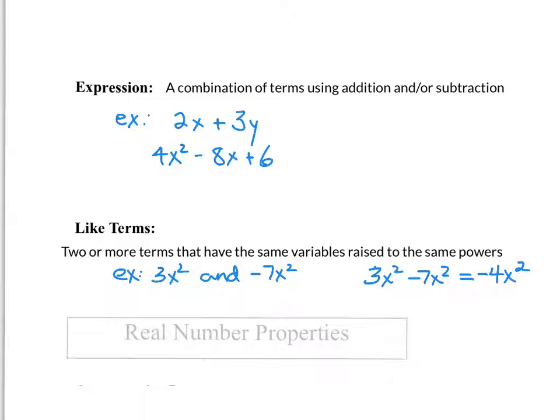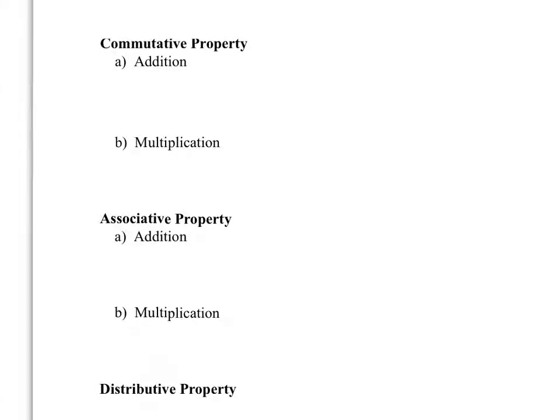Next, we're going to take a look at the properties of real numbers. The first property of real numbers that we're going to look at is the commutative property. The commutative property applies to both the operations of addition and to multiplication. So if I have an addition problem, the commutative property says that I can add two numbers in either order.